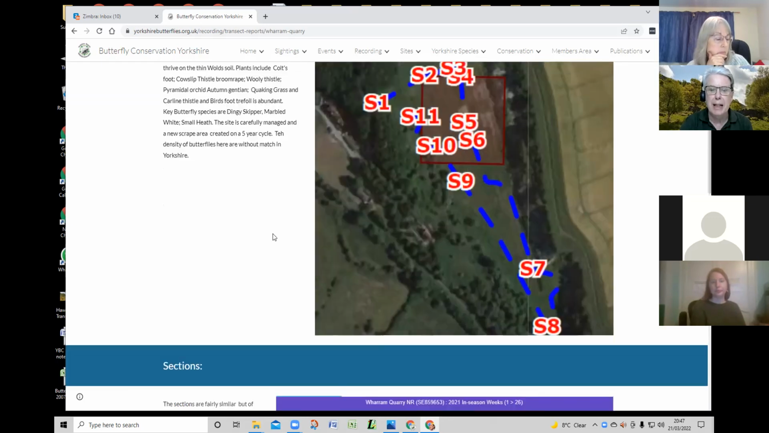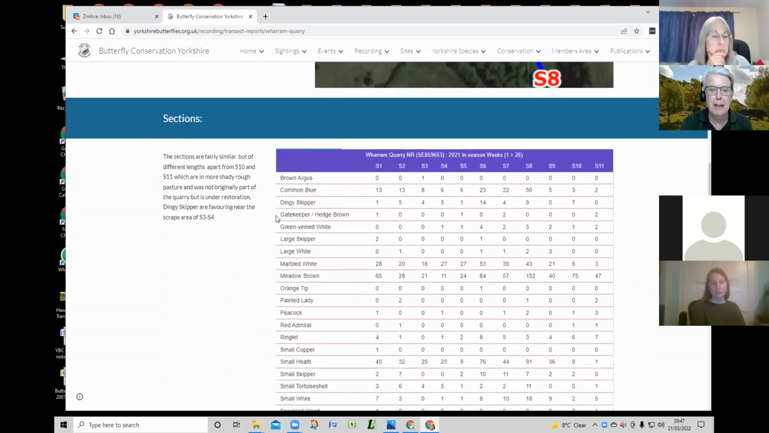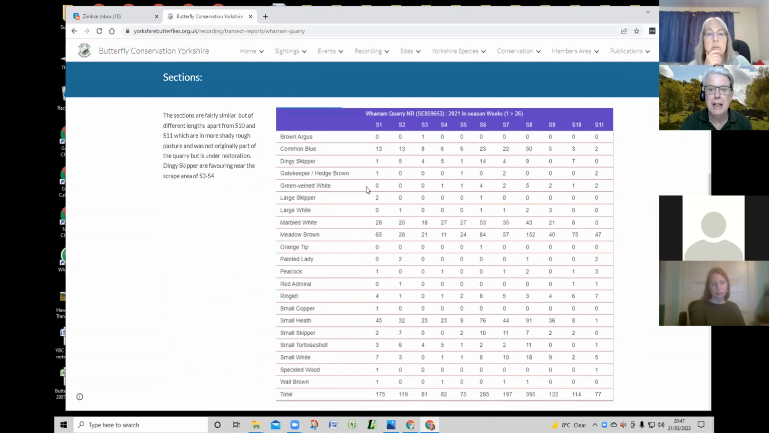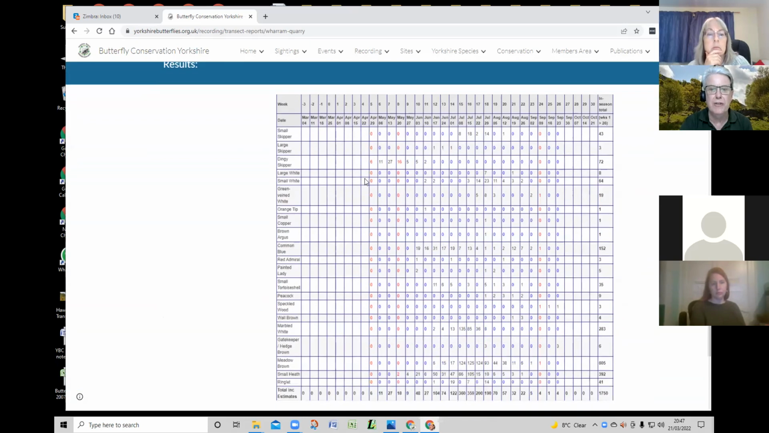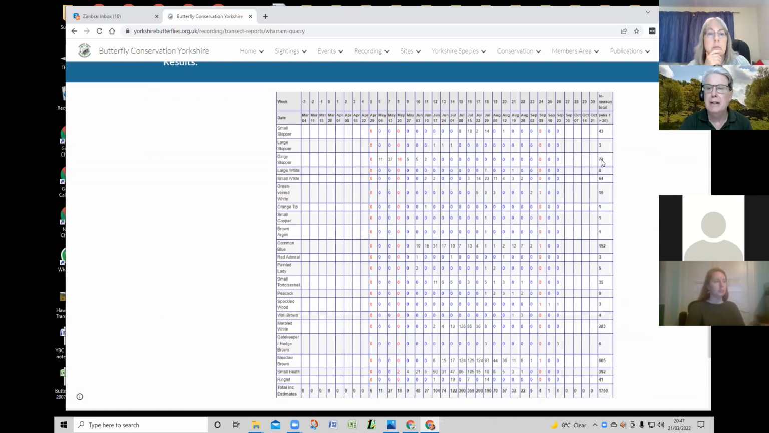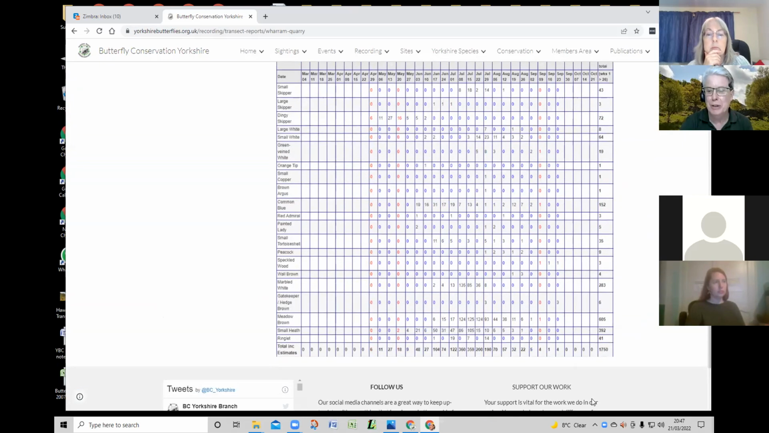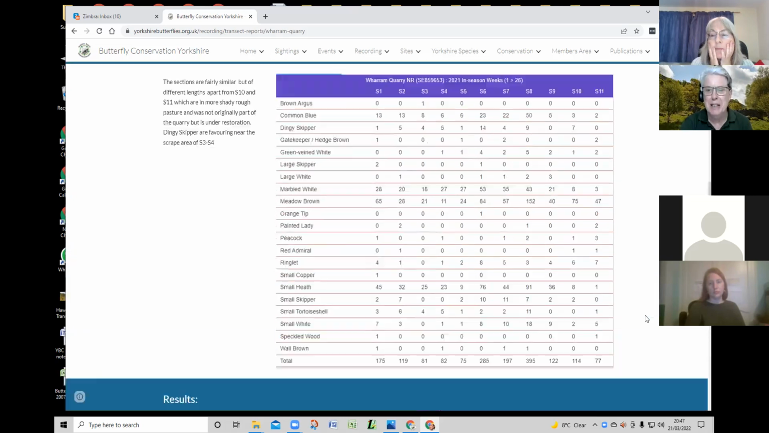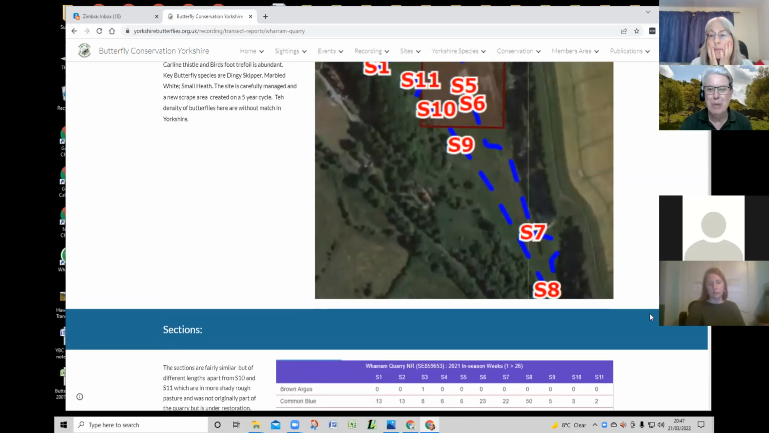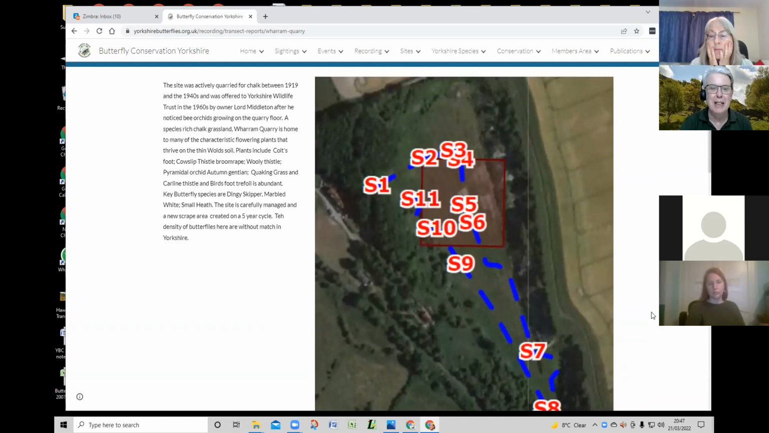And if you look at the counts for dingy skipper, then you'll begin to see this year's figures. If you look here, 72 dingy skippers, quite an outstanding quantity. But have a look at the total for a tiny postage stamp size reserve. Over the year had 1,750 butterflies. It has to be one of the richest, most dense butterfly sites in Yorkshire.